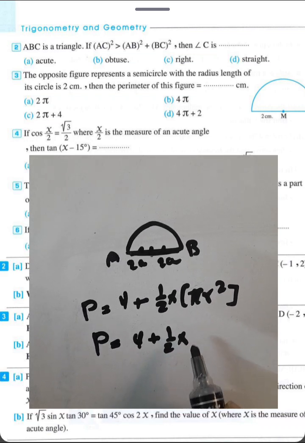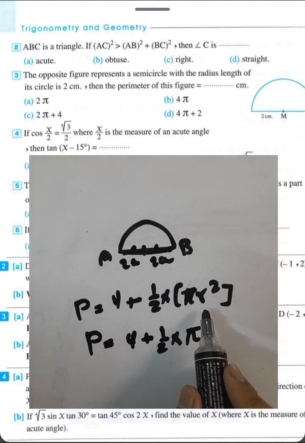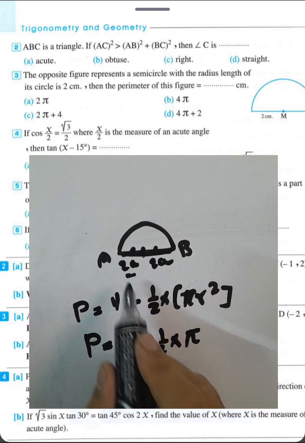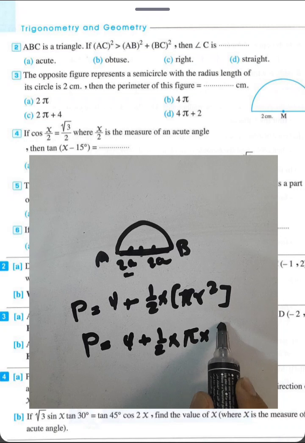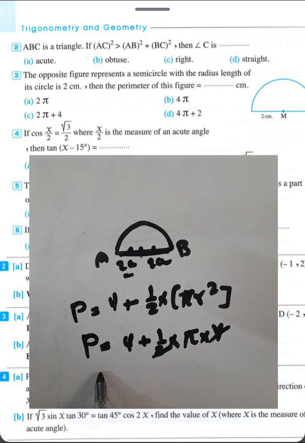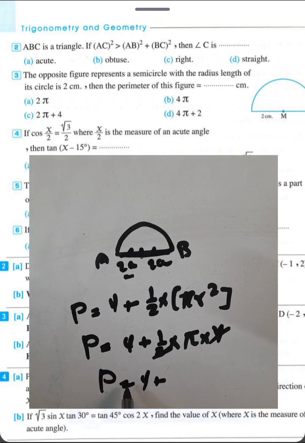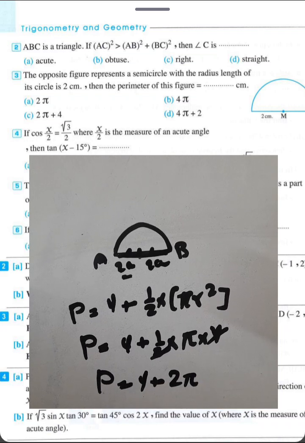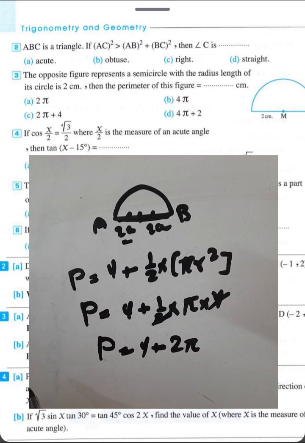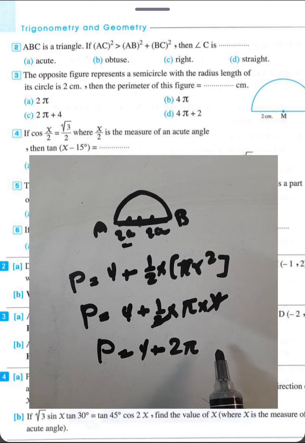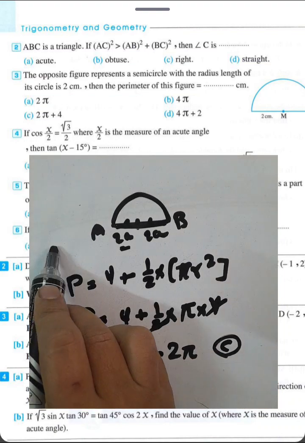We know pi, we can write pi here, okay. And the radius was 2 centimeters. Then 2 times 2 will be 4. 4 divided by 2 equals 2. Then the perimeter equals 4 plus 2 pi. It's the perimeter, okay. 4 plus 2 pi. Choose letter C about question number 3.